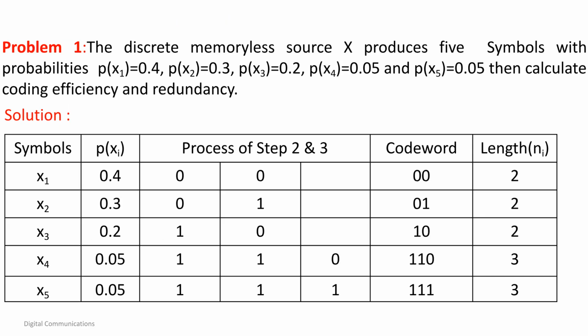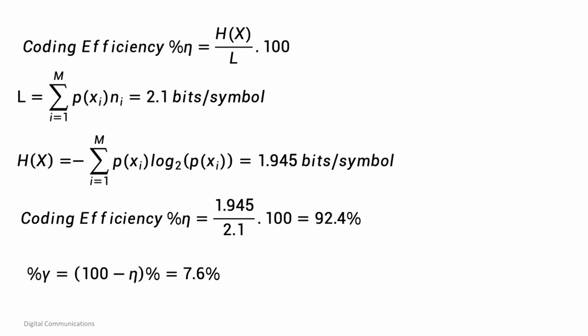Problem 1 asks to calculate coding efficiency and redundancy for a discrete memoryless source with 5 symbols and given probabilities. The table shows the symbols, probabilities, the step-by-step process of coding, the resulting code words, and their lengths. The calculation for problem 1 shows the average code word length L is 2.1 bits per symbol, and the entropy, h of x, is 1.945 bits per symbol. This results in a coding efficiency of 92.4% and a redundancy of 7.6%.